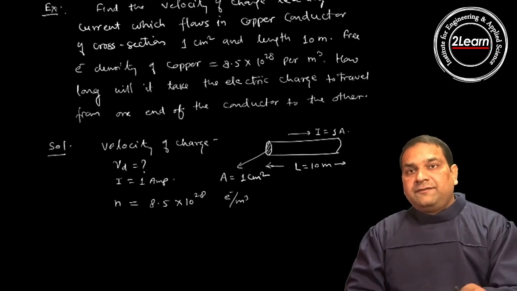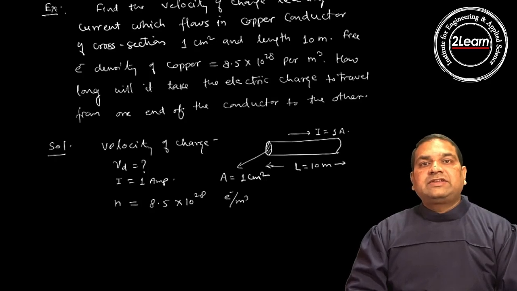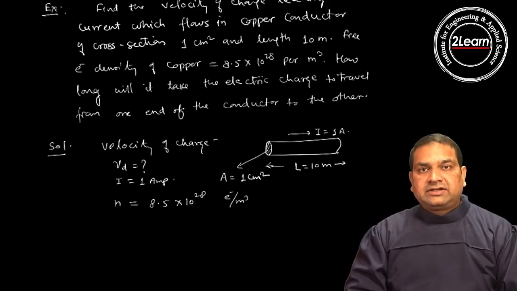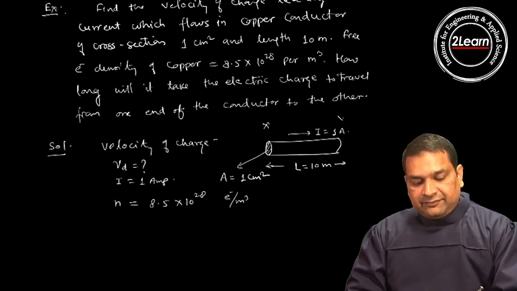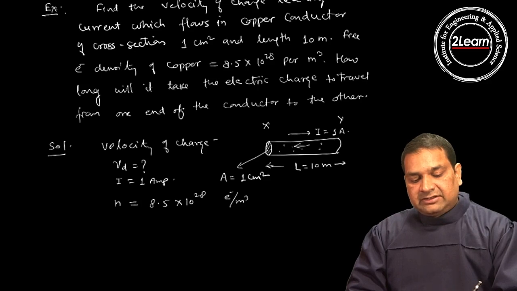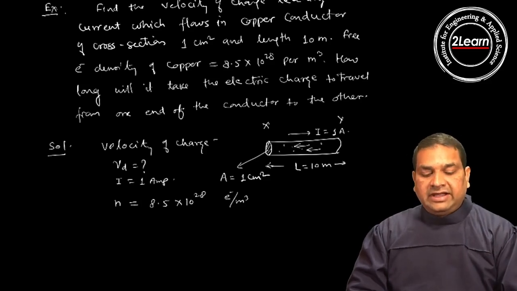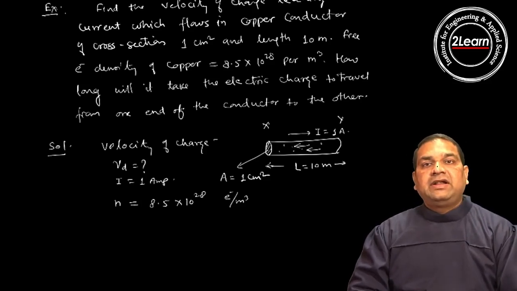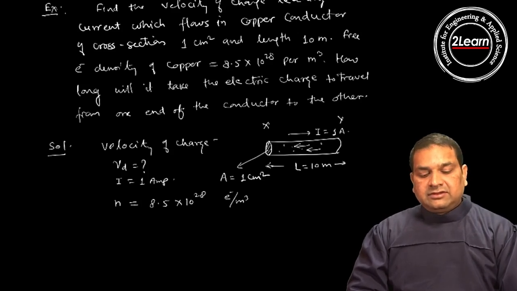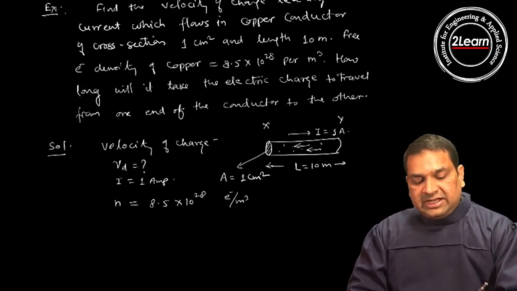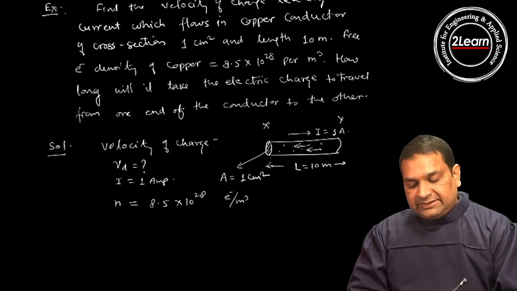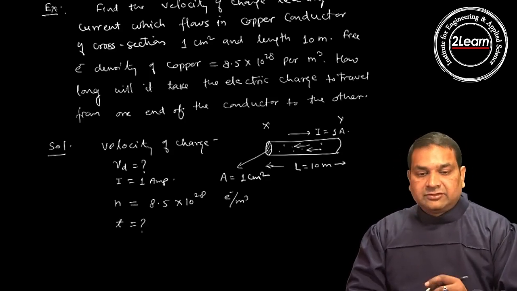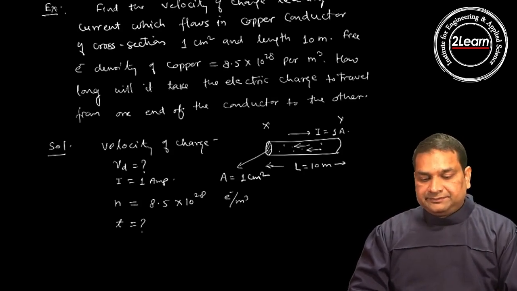How long will it take the electric charge to travel from one end of the conductor to the other? Suppose this is end X, this is end Y. So these are the electrons inside the conductor, and electrons are moving from end Y to end X. That's why current is flowing from end X to end Y. So how much time will the electron take from end Y to end X? Suppose that time is T. So you have to find out T.